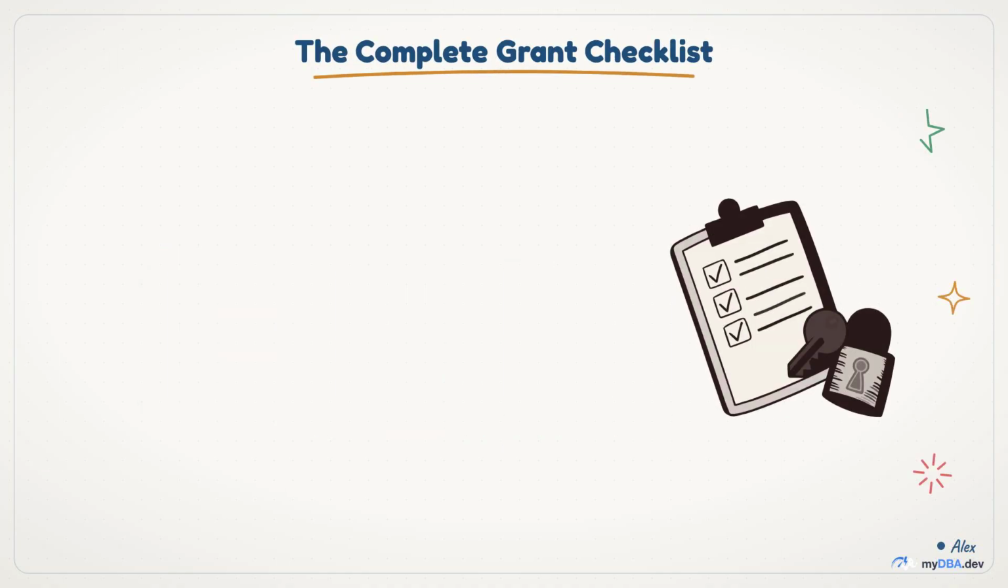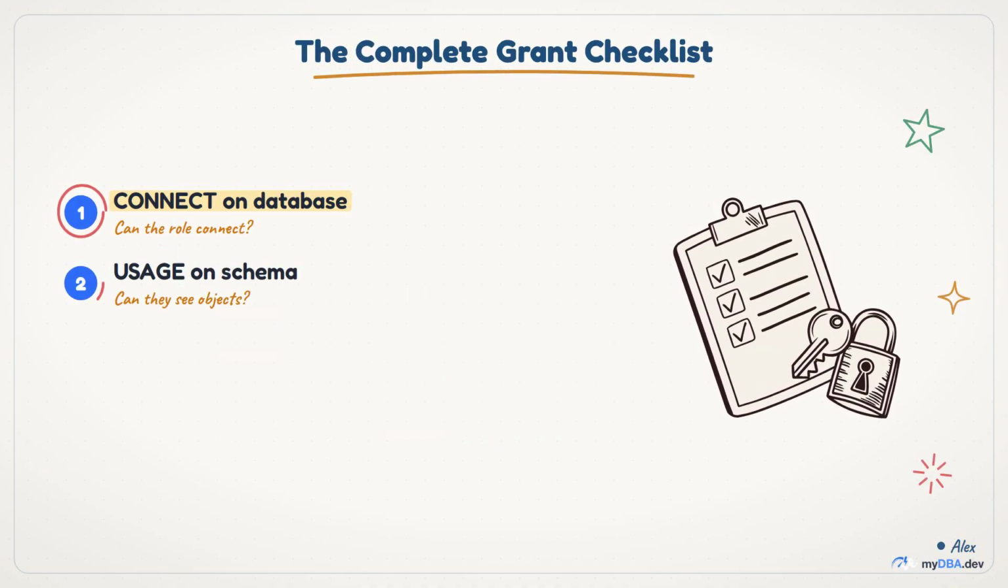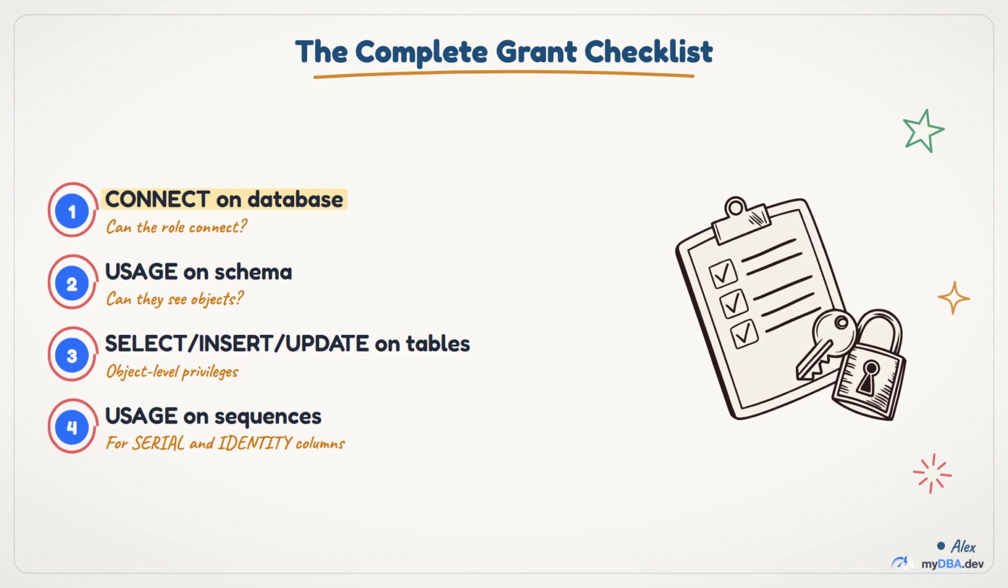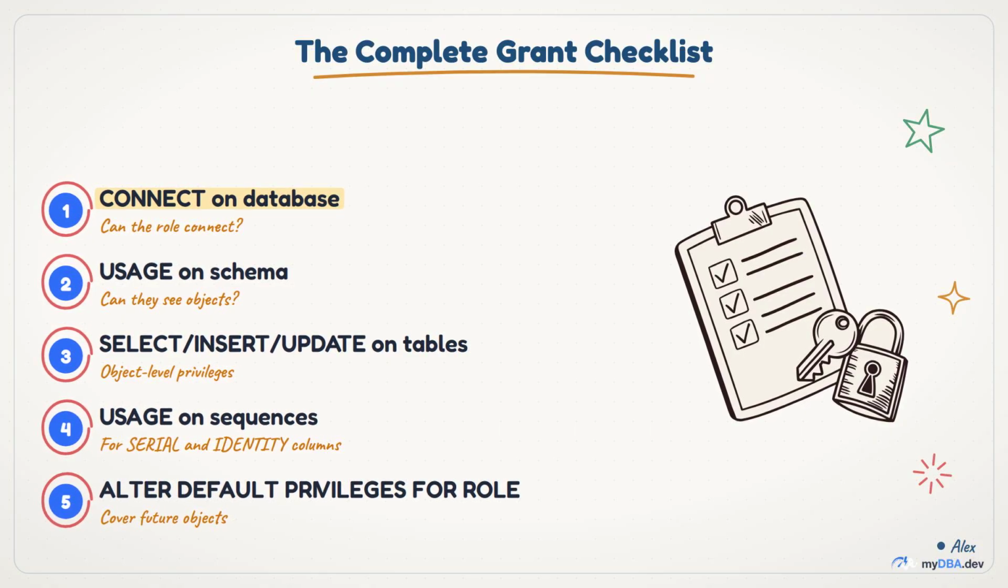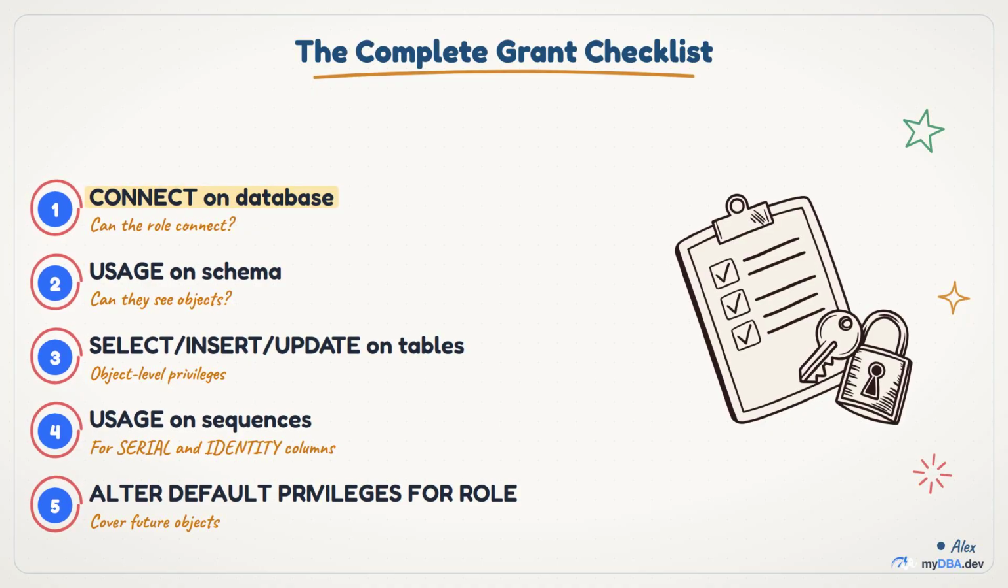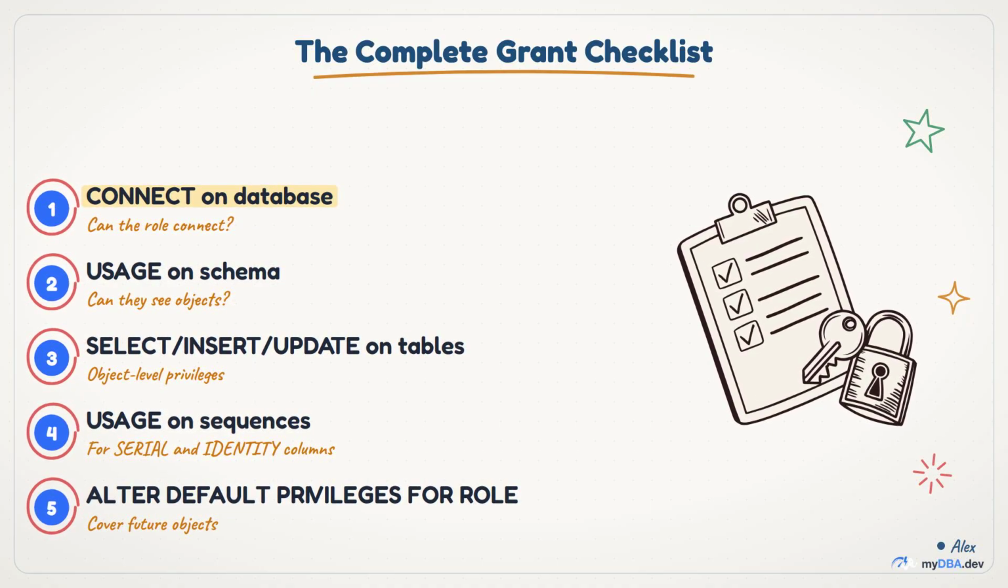Here's your mental checklist every time you set up a new role. Database connect, schema usage, table level privileges, sequence usage if you have auto increment columns, and default privileges for future objects. Miss any one of these and you'll get permission denied.